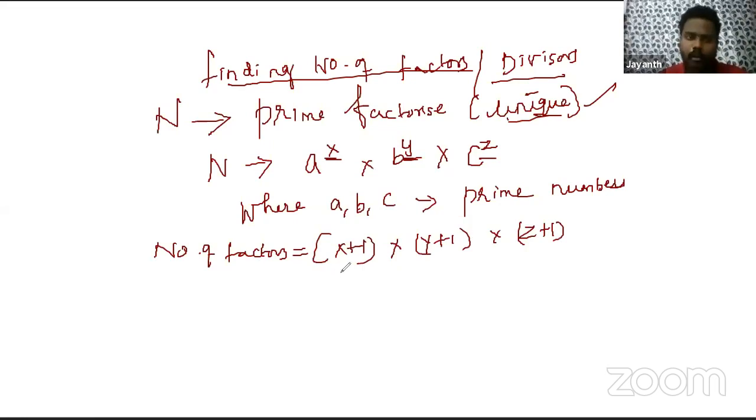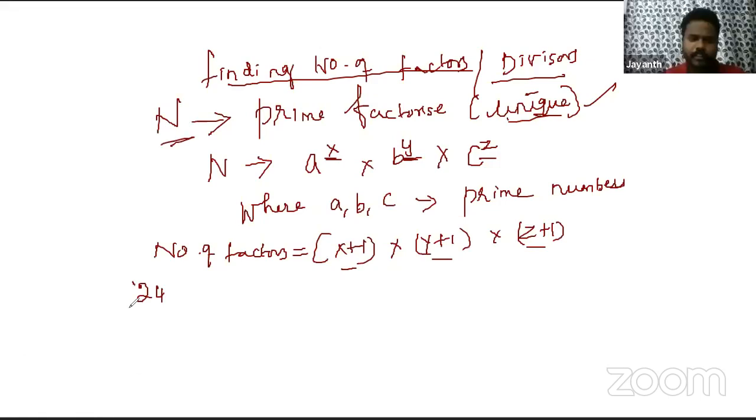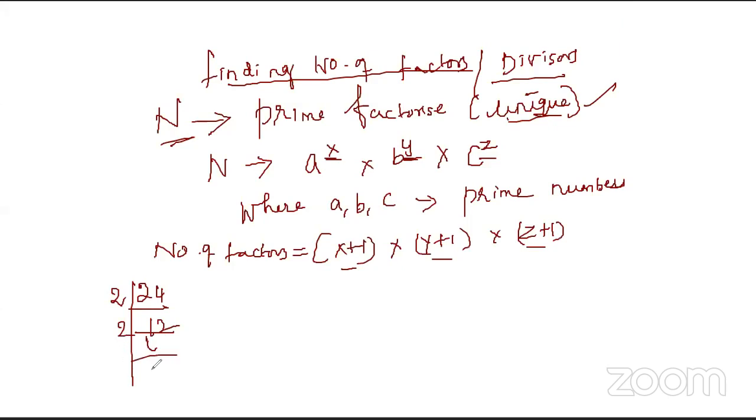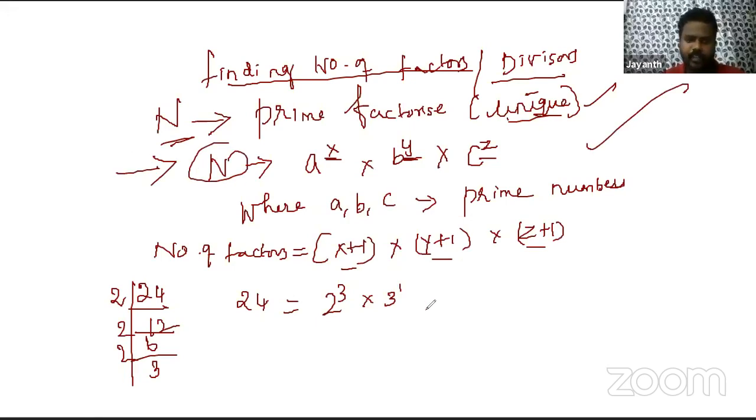Why are we adding 1? I'll give you one example to make you understand. For example, if the given number n is 24, what is the first step? You have to prime factorize. 24 divided by 2 is 12, then 6, then 3. So 24 in prime factorization can be written as 2 power 3 into 3 power 1. So the first step is done. Whatever number is given has to be prime factorized.